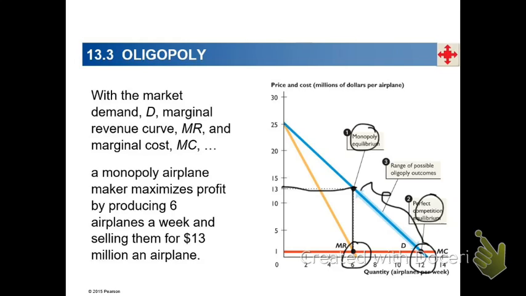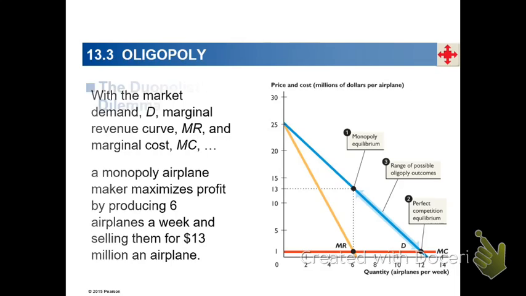So the closer the oligopoly outcome is towards the monopoly outcome, we would argue that there is inherent collusion between them. The closer the oligopoly outcome is towards perfect competition, we would argue that there is no collusion between our firms. So there could be a lot of different possibilities in this case.